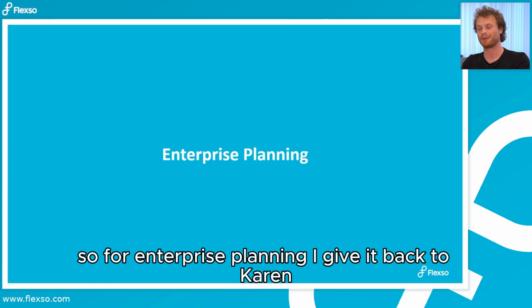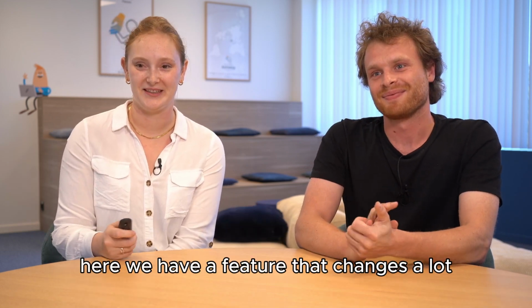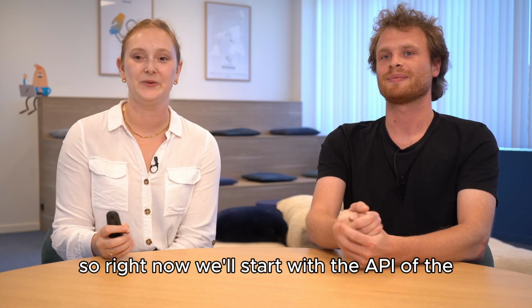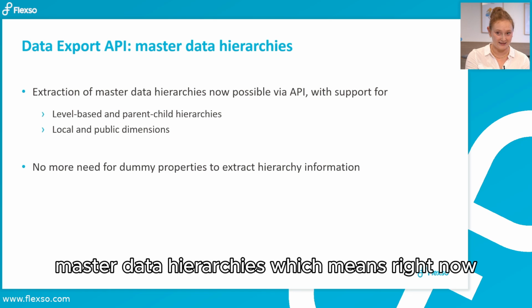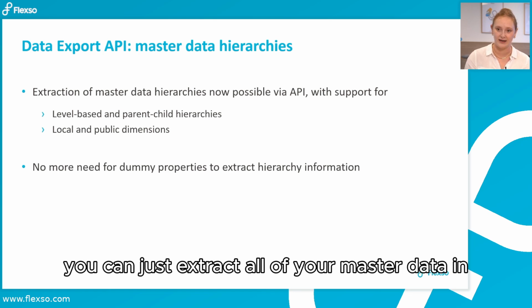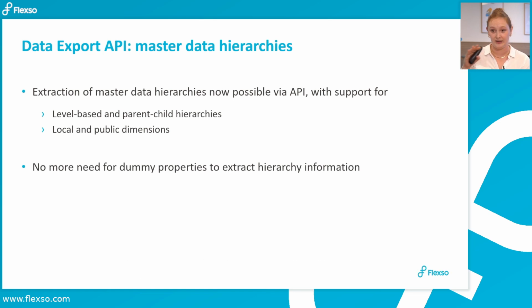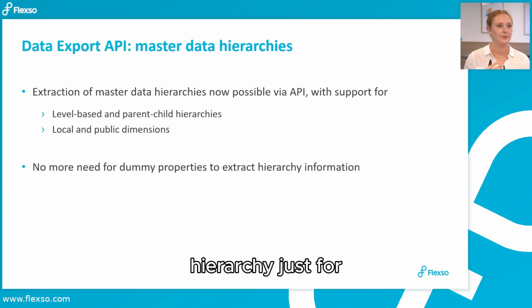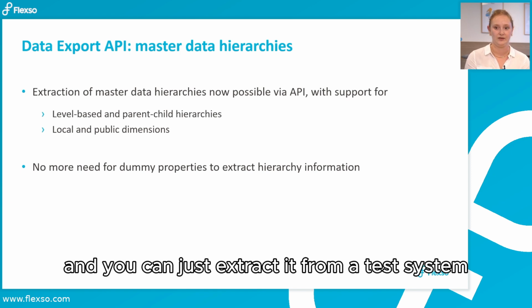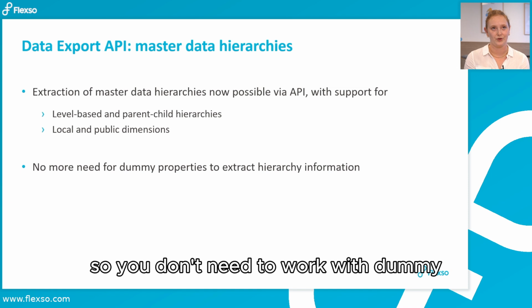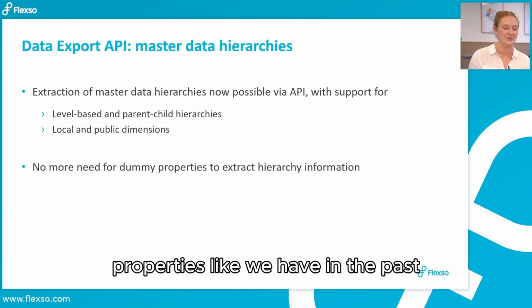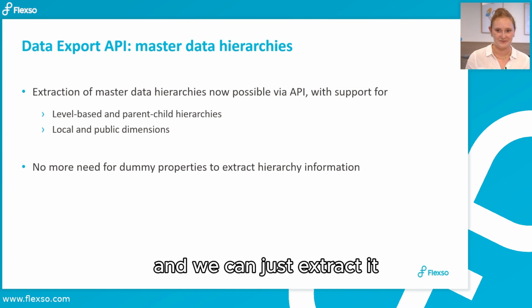So for enterprise planning, I give it back to Karen. Here we have a feature that changes a lot. Right now, we'll start with the API of the master data hierarchies, which means you can just extract all of your master data in hierarchy, for business to check, let's say. You can extract it from a test system and put it already in dev or in production, so you don't need to work with dummy properties like we had in the past, and we can just extract it.